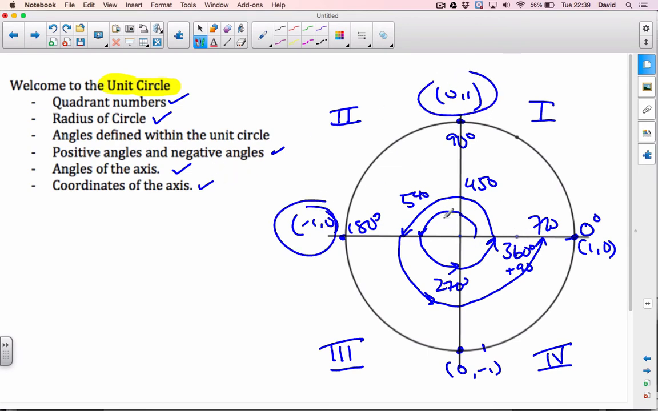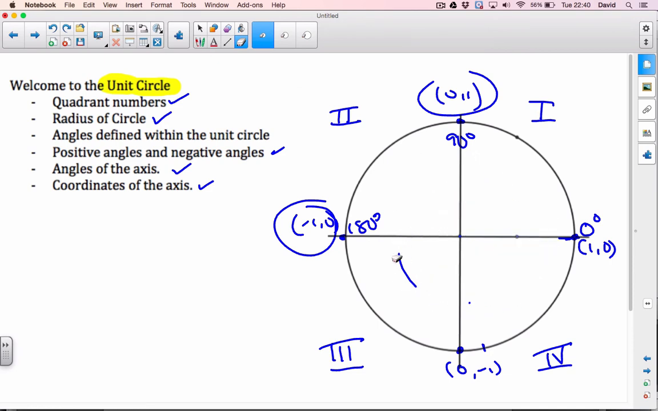We always go starting from the 0 line, the positive x-axis. We can find all our angles within there. And that is what we do. Okay, so there is your unit circle. The coordinates (1, 0), (0, 1), and so on.